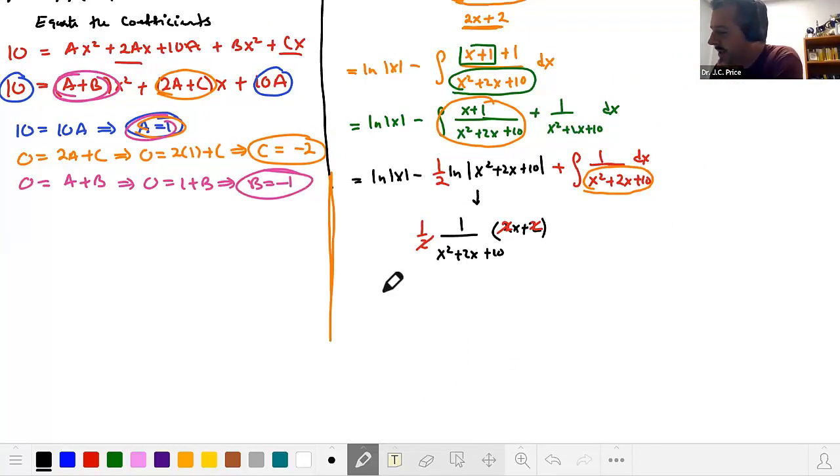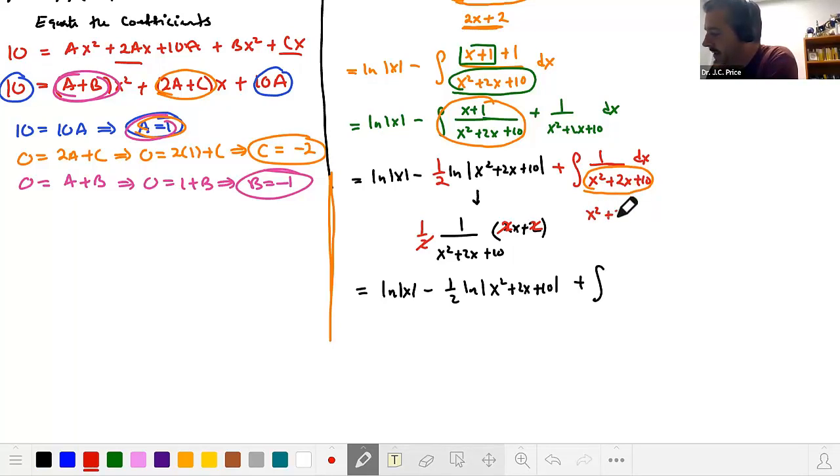So this is going to be equal to ln of absolute value of x minus 1/2 ln of absolute value of x squared plus 2x plus 10, and then plus the integral. What I'm going to do here is complete the square on this guy. So I'm going to add half the middle term squared to it. I'm going to add 1 because the middle term is 2, so divide by 2 is 1 and square it. I'm going to take away 1 right next to it, and I still have that plus 10 left over here.